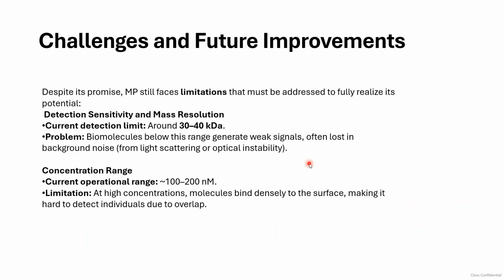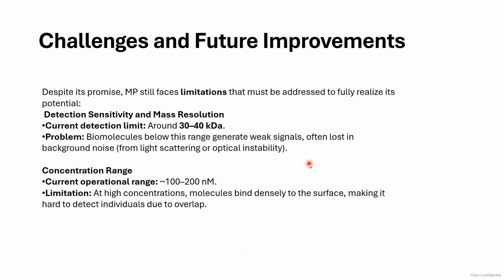So the challenges and future improvements: despite its promise, mass photometry still faces some limitations that are important to address, like detection sensitivity. The mass resolution of mass photometry is around 30 to 40 kDa, and the problem is that biomolecules below this range generate very weak signals, and because of this there is a lot of background noise. Because of light tracking and optical instability, it cannot resolve structures below 30 to 40 kDa, and it works with very low concentrations, in the 100 to 200 nanomolar range.